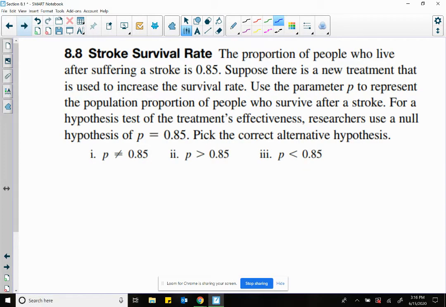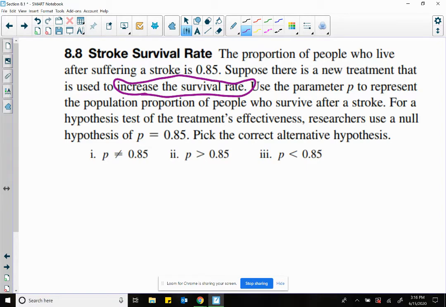So it says the proportion of people who live after suffering a stroke is 0.85. Okay? So obviously you can see the 0.85 down here. Suppose there's a new treatment that is used to increase the survival rate. All right, so that's important. We want to increase the survival rate.